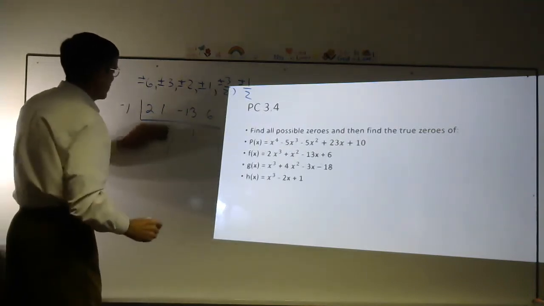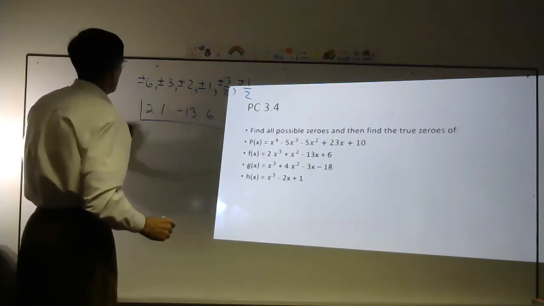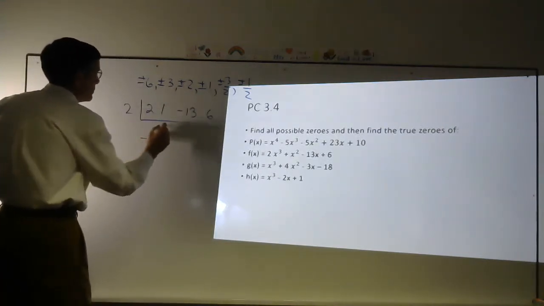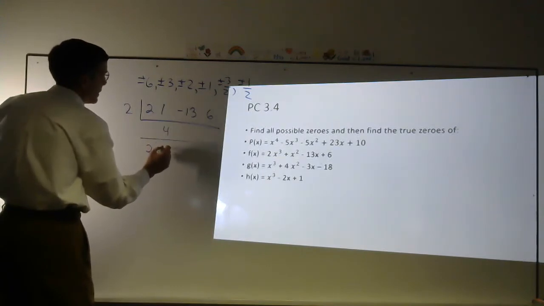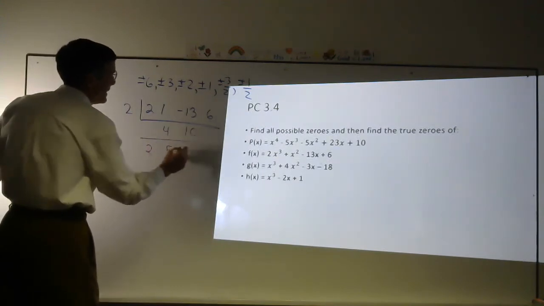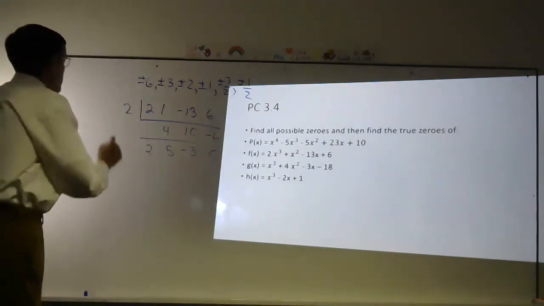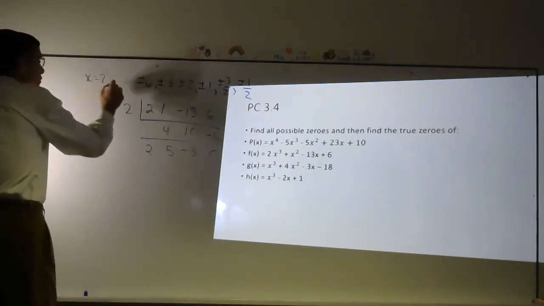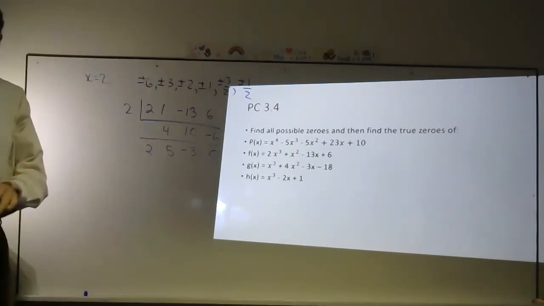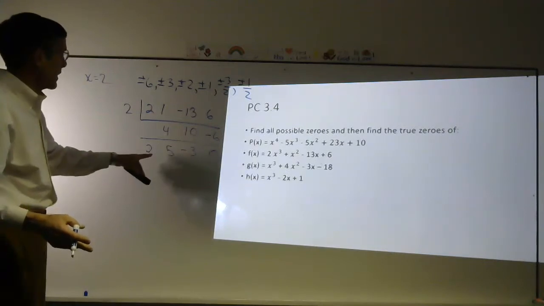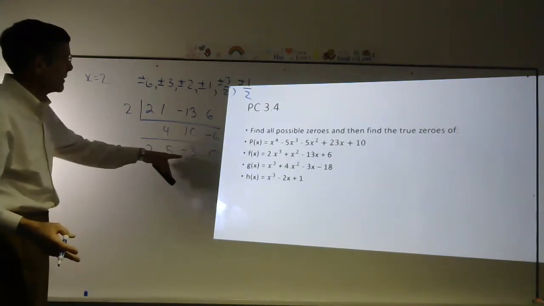-1. Nope, that doesn't work. So 1 doesn't work. Let's try 2. 2, 4, 5, 10, -3, -6. Hot dog. I know that x equal to 2 is 0. X minus 2 is a factor because it comes out even. And now look what you have left. You have 2x squared plus 5x minus 3.